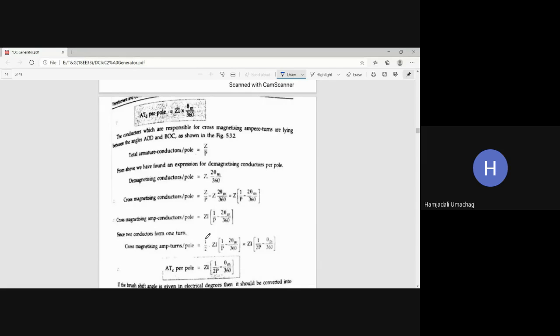Just multiply it with half. By doing this, you are converting conductors into turns. So 1 by 2 into Zi into 1 upon P minus 2 theta m by 360. If you simplify this, Zi will be the same. Then this 2 will be taken inside the bracket. Then it will be 1 upon 2P minus, the numerator and denominator will cancel, and you will be left with simply theta m by 360. So cross magnetizing ampere turns per pole is nothing but Zi into 1 upon 2P minus theta m by 360.